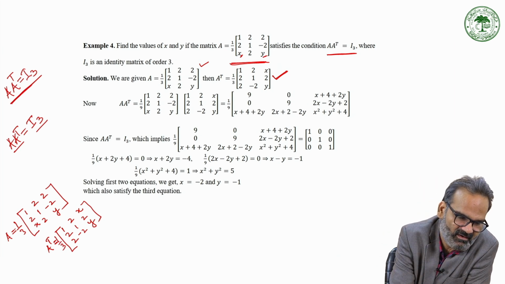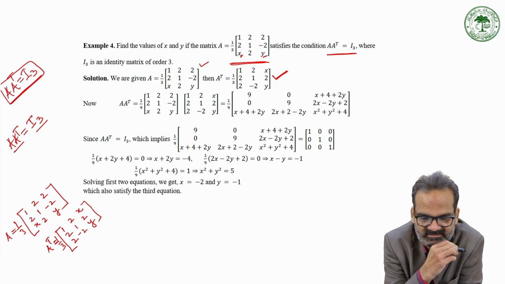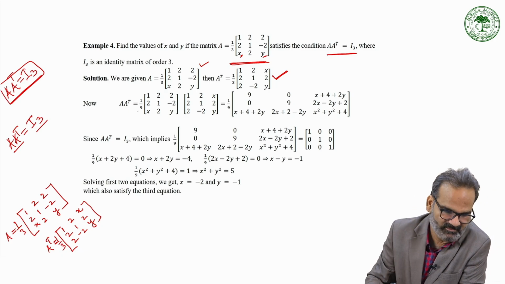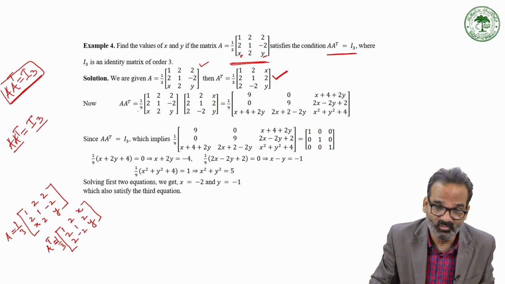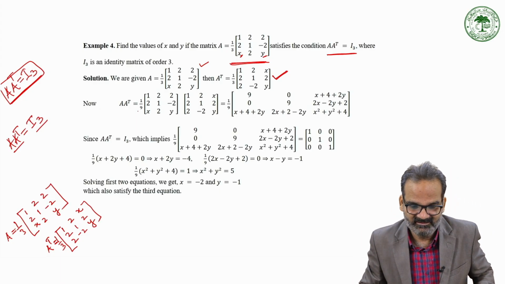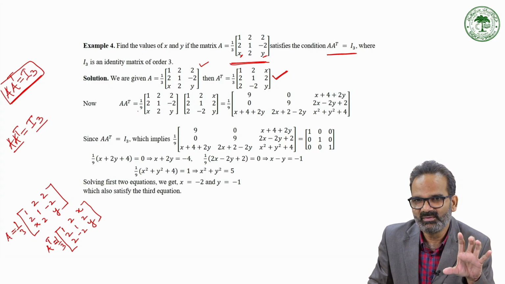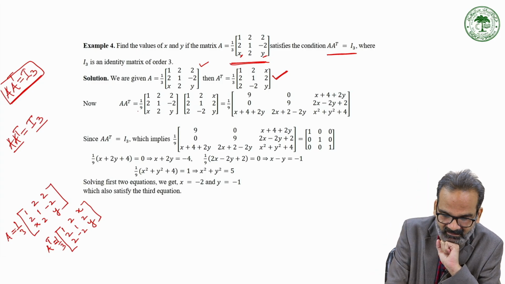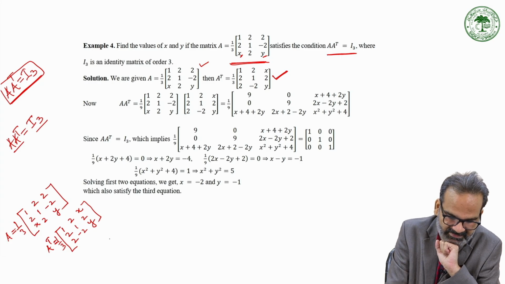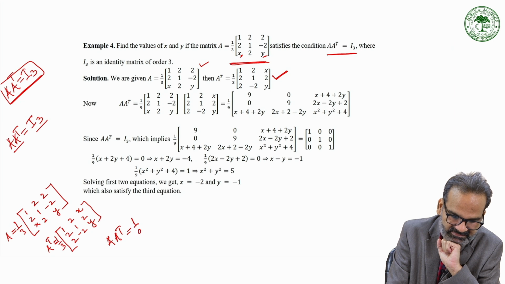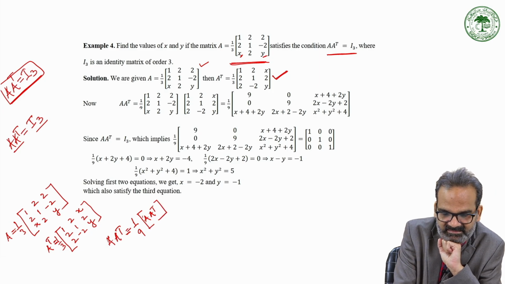We have given A into AT equals the identity matrix. Multiply A with its transpose, and you will get a resultant matrix that should be equal to the identity matrix, right? If you multiply 1 upon 3 and 1 upon 3, you will get 1 upon 9. Write down here A, here AT, and then multiply them.